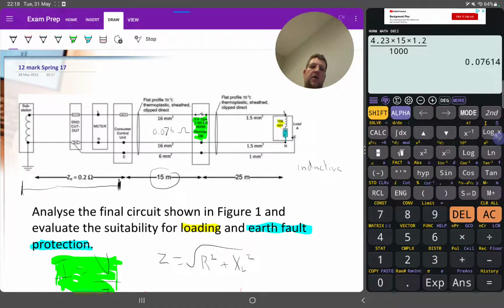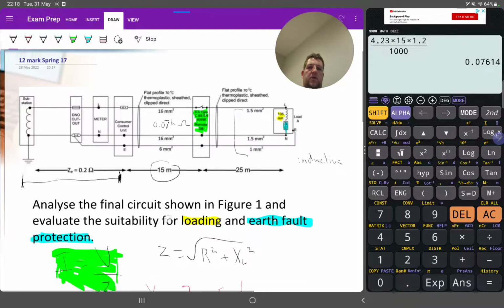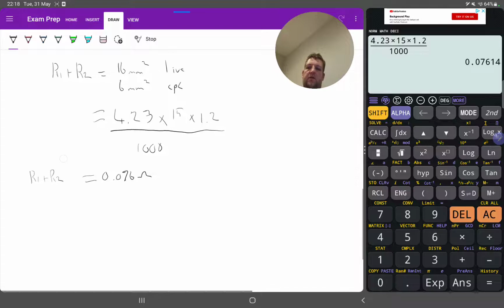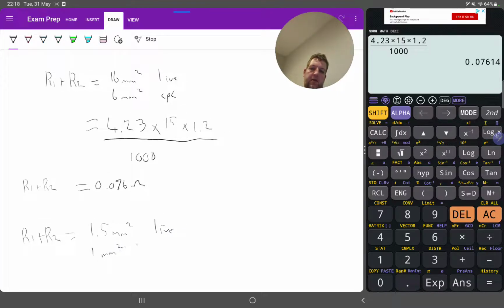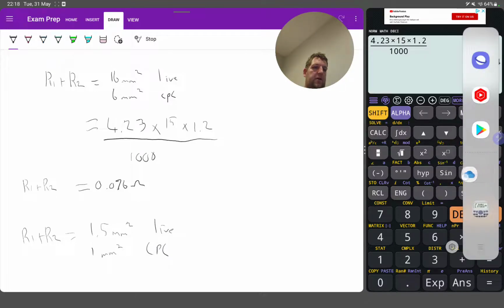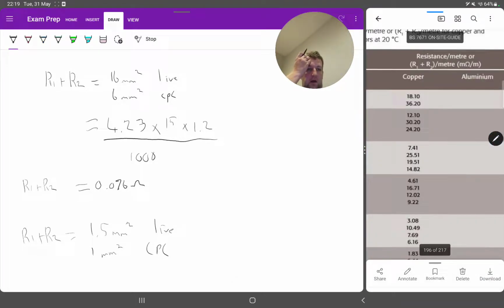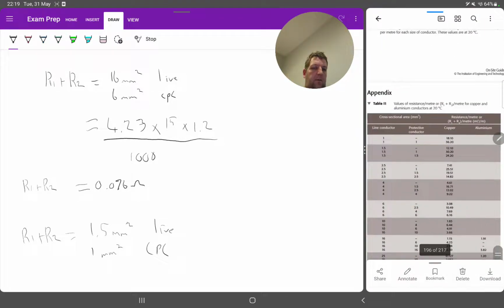So now we need to do exactly the same for the final circuit, the 1.5 and 1 mil over this side. So we're doing exactly the same again. We'll go back to the on-site guide. So the R1, R2, 1.5 millimeters squared live, 1 millimeter squared CPC. So I'm going to load the on-site guide back up on the screen, and we zoom out a little bit. So 1.5 over 1 mil CPC, 30.20.